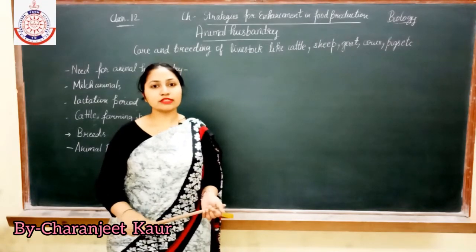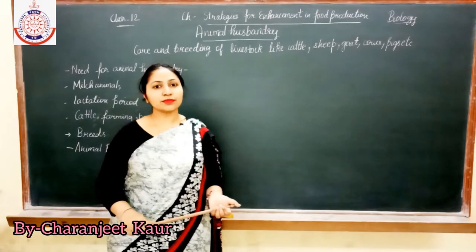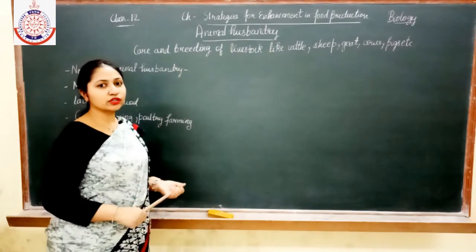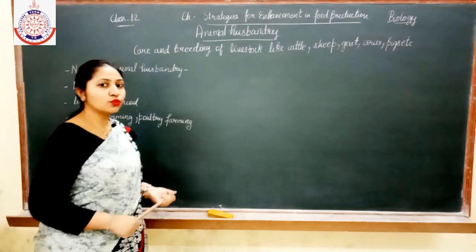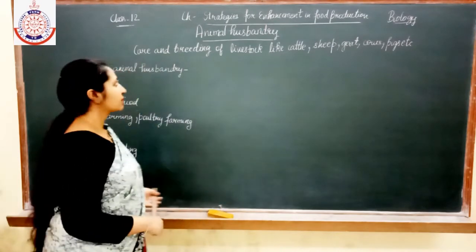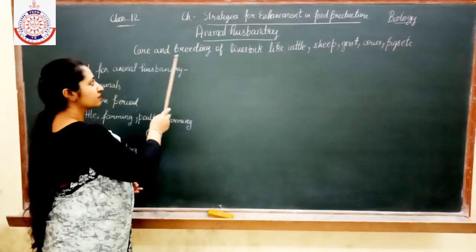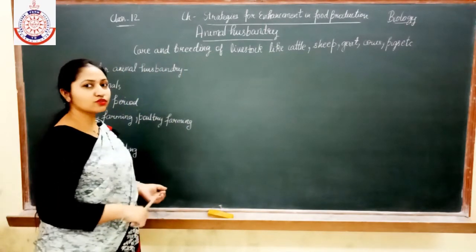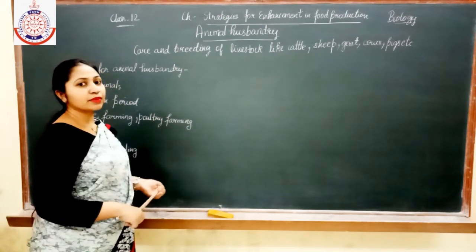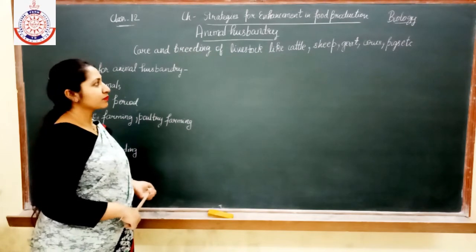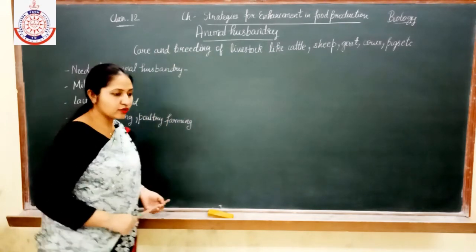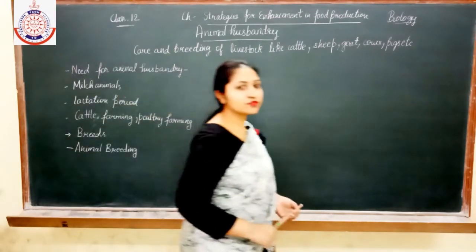So today we will start with the new chapter, that is strategies for enhancement in food production. So first you should know about animal husbandry. What is animal husbandry? This is the care and breeding of the livestock like cattle, sheep, goat, cows, pigs, buffaloes, etc. Okay, so it is related with the caring and the breeding of these livestock animals.